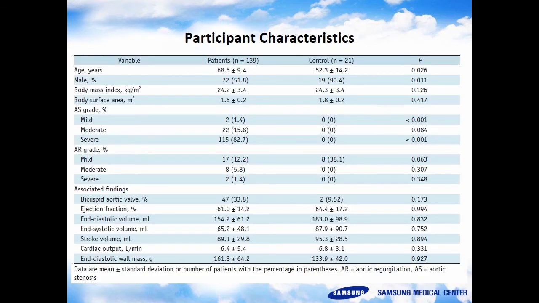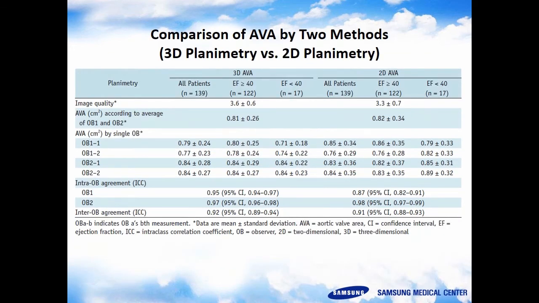The clinical characteristics of the study population are summarized in Table 1. No differences were evident between the AS and control groups. Aortic valve replacement was performed in 105 of the 139 patients in the AS group. 2, 22, and 115 patients had mild, moderate, and severe AS respectively. The mean image quality for 3DP was higher than that for 2DP without statistical significance in the AS group.